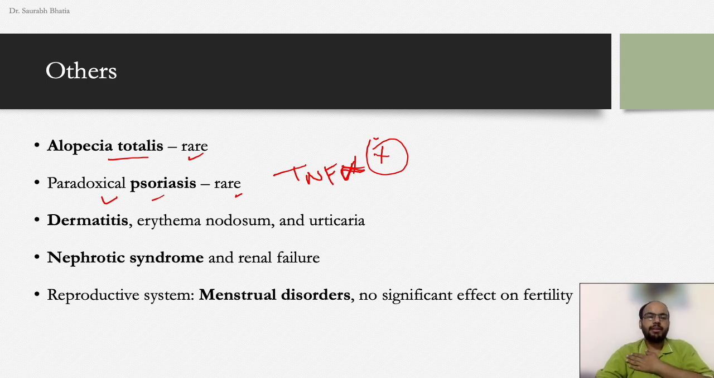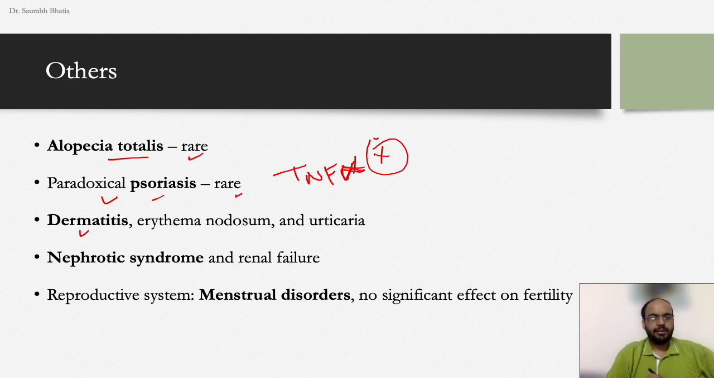So if you want to revise or learn more about how psoriasis happens or what is the pathomechanism of psoriasis, there is a separate video on that. Go to that video and revise why psoriasis happens, and you'll be able to understand these TNF-alpha inhibitors and other interleukin inhibitors much, much more easily.